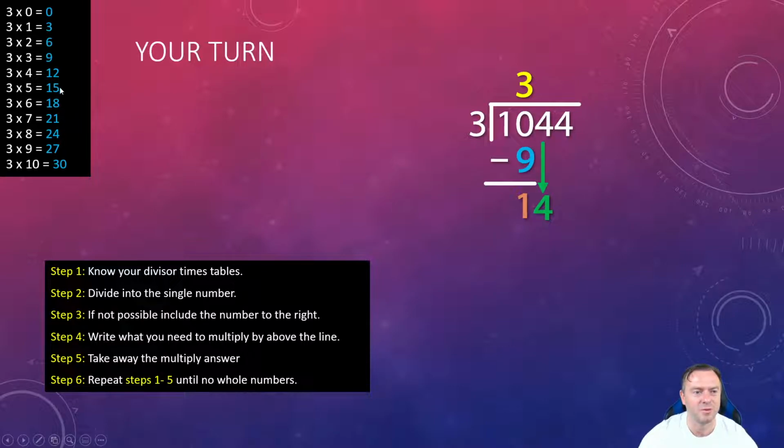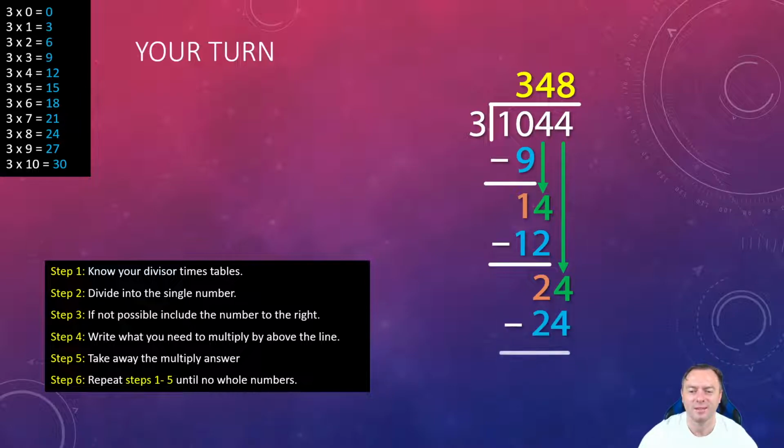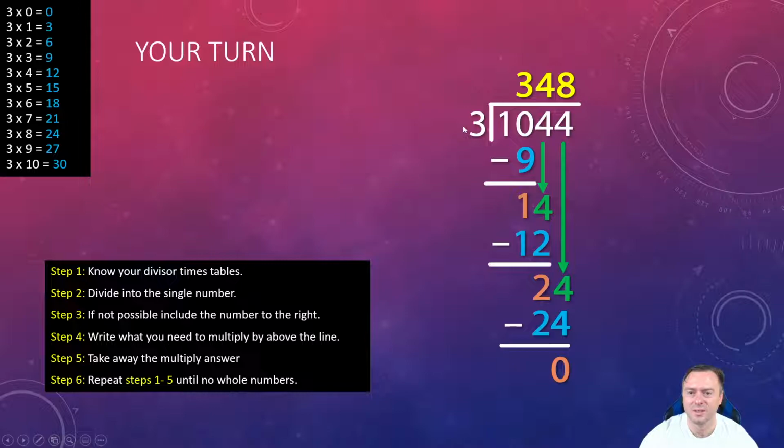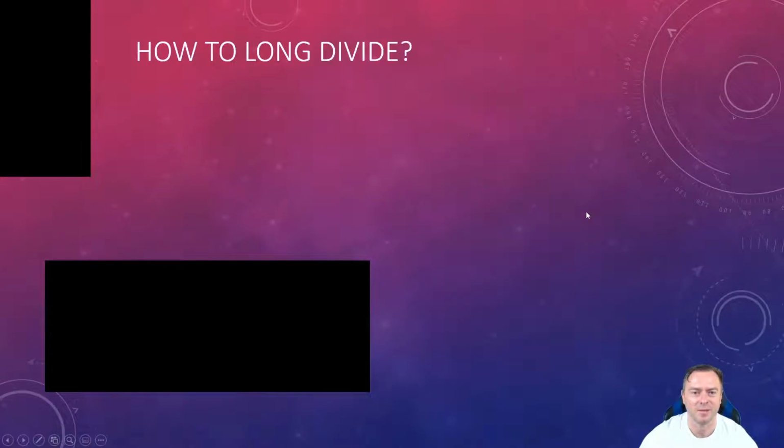14 is between 12 and 15, so how many 3's go into that is 4. Then 3 times 4 is 12. 14 take away 12 leaves us with a 2. We then go to the column next to it with the 4. That floats on the way down. So how many 3's go into 24 is 8. 3 times 8 gives us 24. Subtract that and we're left with a 0. Fantastic. So going back to that, just so you can see it, how many 3's go into 1044 is 348.